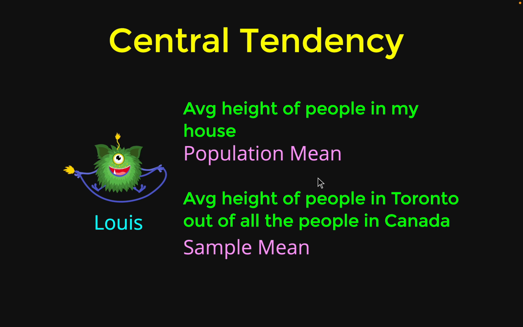The next is Louis wants to calculate the average height of people in Toronto out of all of the people in Canada. Now what's happening in this case, all of the people in Canada, this data is your population data, and what we are targeting is just the people who stay in Toronto. So this data is your sample data. That's why this average is going to be your sample mean, right? Let's have a look at one more example.